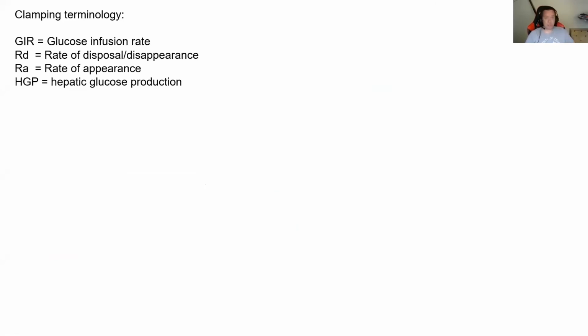So, some clamping terminology. I should probably have put this slide like three slides ago. GIR is glucose infusion rate. That's how much glucose you have to infuse to correct the effect of the insulin you're infusing. RD is the rate of disposal or disappearance. That's how much glucose is being taken up by your periphery, by your muscles, your heart, your brown fat. RA is the rate of appearance. That's how much glucose is being produced from the liver, for example, and the kidneys. And HGP is the hepatic glucose production, and that can be equivalent to the RA in the fasted state.